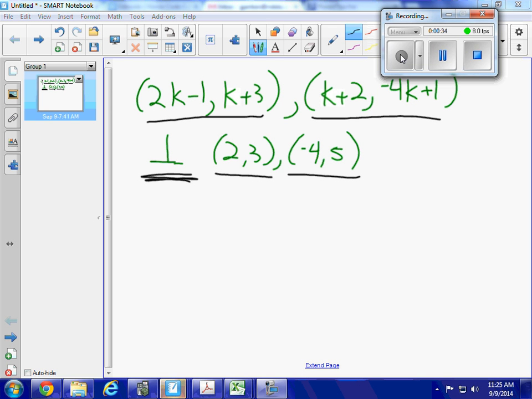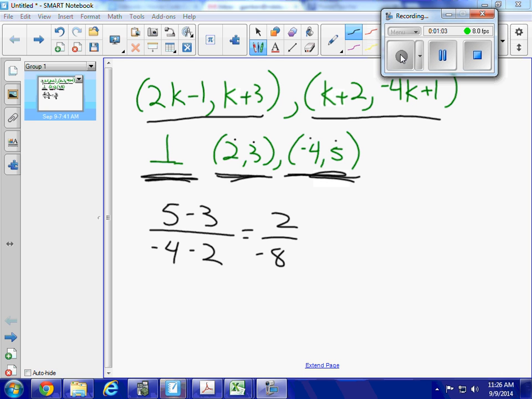So I know I need to start with finding my slope if I want to be able to find my value of K. And the only 2 real points that I have are these 2 right here. So I'm going to find the slope there. And I have 5 minus 3 over negative 4 minus 2. So y2 minus y1, x2 minus x1. So that gives me 2 over negative 6, sorry, which is equal to negative 1/3.